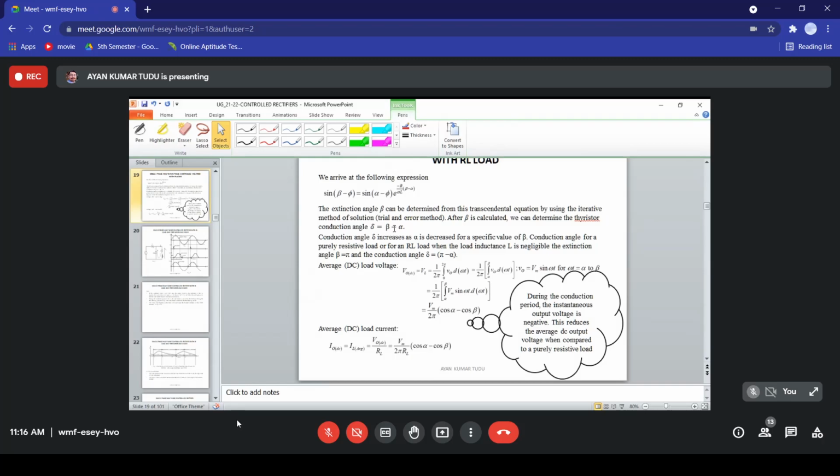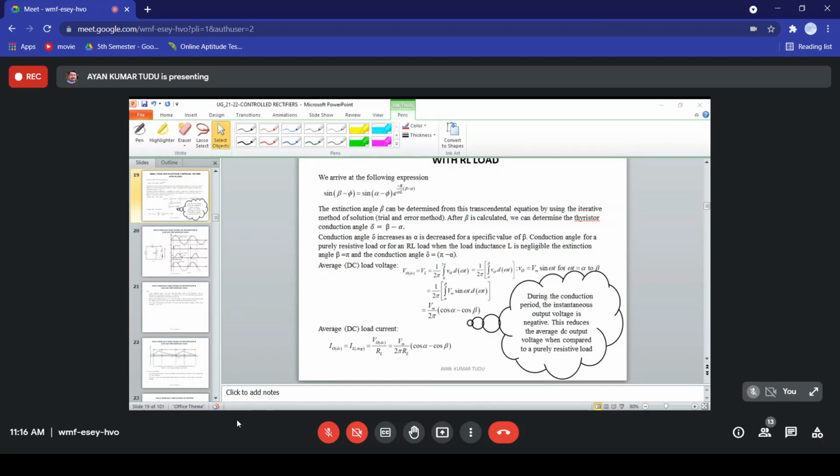What can we find out now? The average DC load voltage would be 1 by 2 pi integral of alpha to beta of V0 d omega t, where V0 equal to Vm sin omega t for omega t equal to alpha to beta. If we solve this, the expression we get is Vm by 2 pi into cos alpha minus cos beta. During the conduction period, the instantaneous output voltage is negative, so this reduces the average DC output voltage when compared to a purely resistive load.